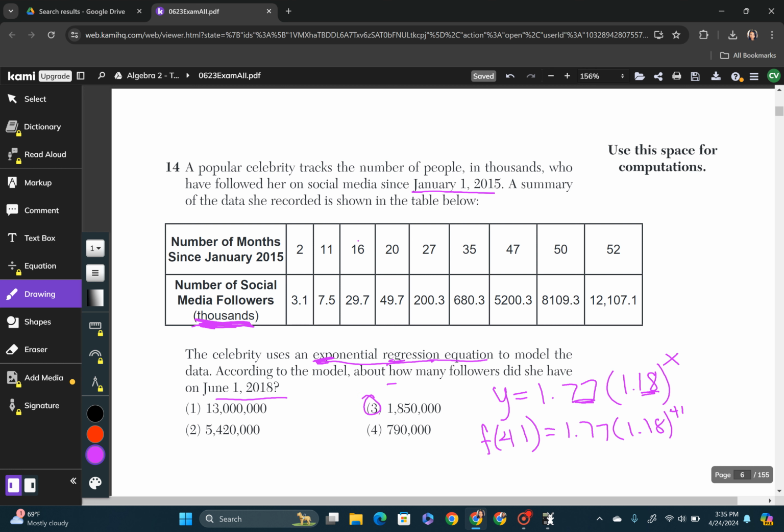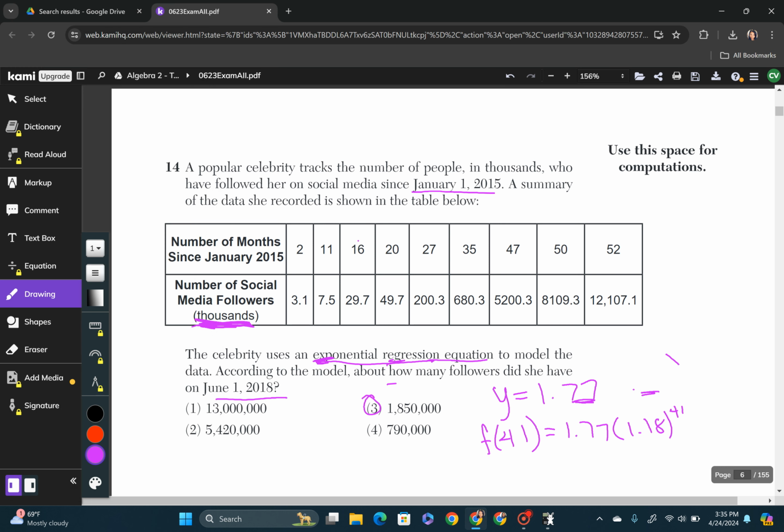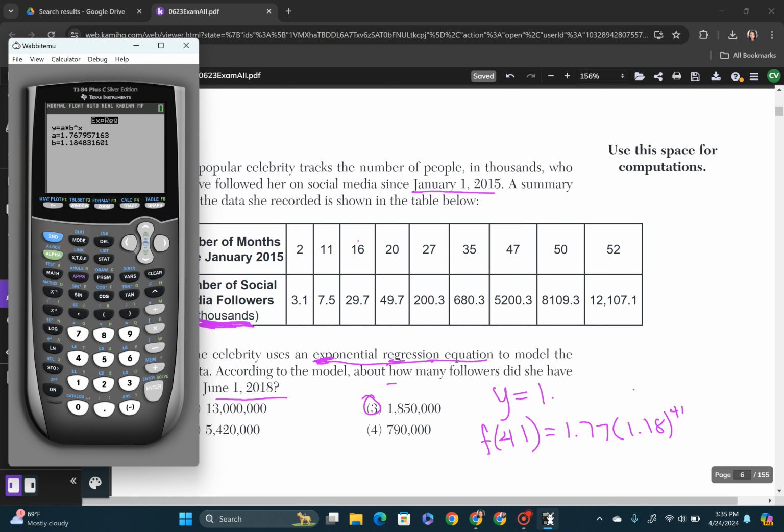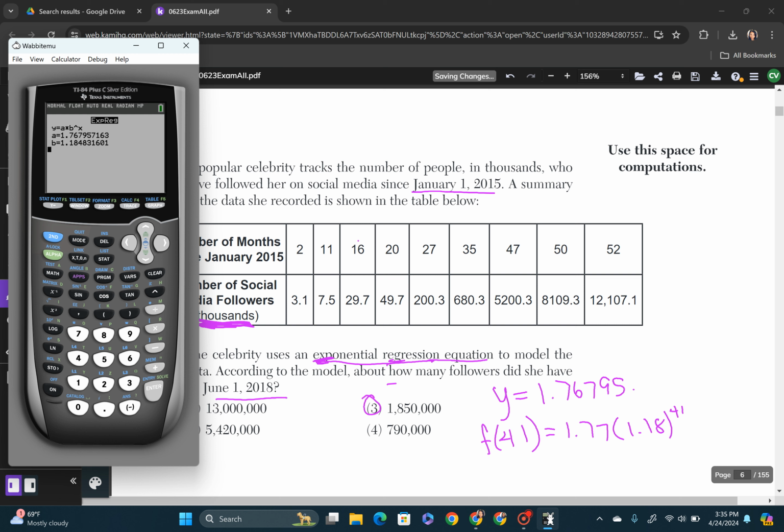But let me show you what I mean. If I went to stat and calc and option 0 and hit enter, enter, enter, enter, as my answers I got 1 point. So instead of rounding to 1.77, if I used better numbers, let's say I went 1.7679, and then 7. Let's stop at that 7 right there.